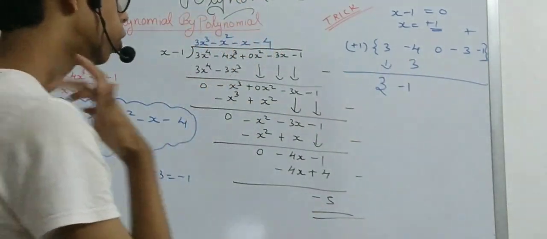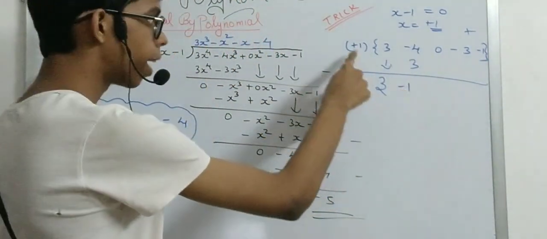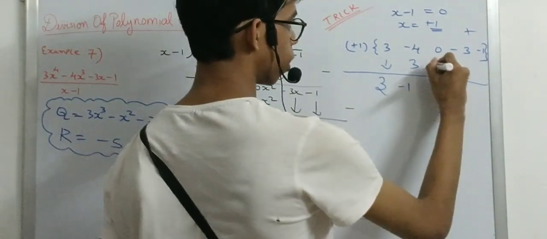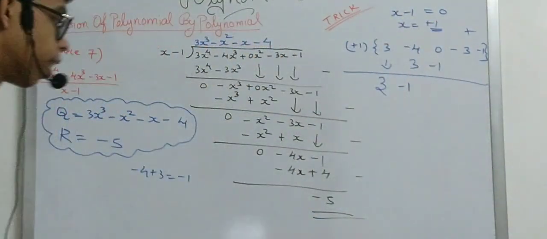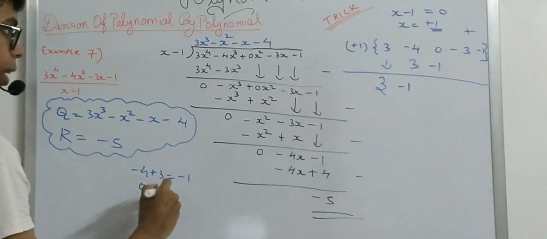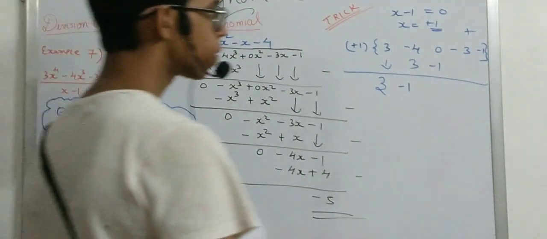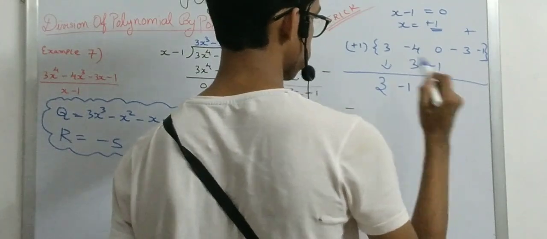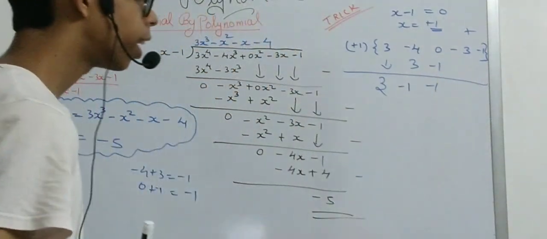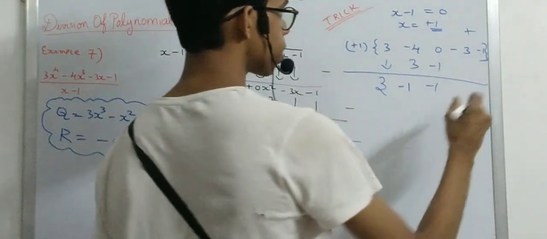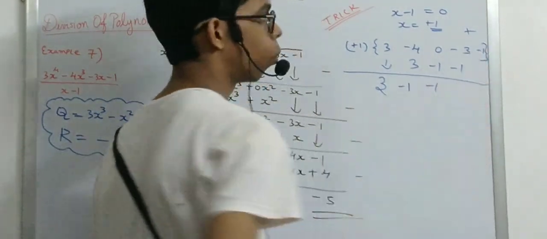Now what should you do? This minus 1 multiplied with this 1. So minus 1 into 1 is minus 1. Okay, that I am writing over here. Now 0 plus minus 1 is what? Just minus 1 itself. Okay, so I will write this minus 1 over here. Now again, this 1 into minus 1 is again minus 1 itself. So that I am writing over here.